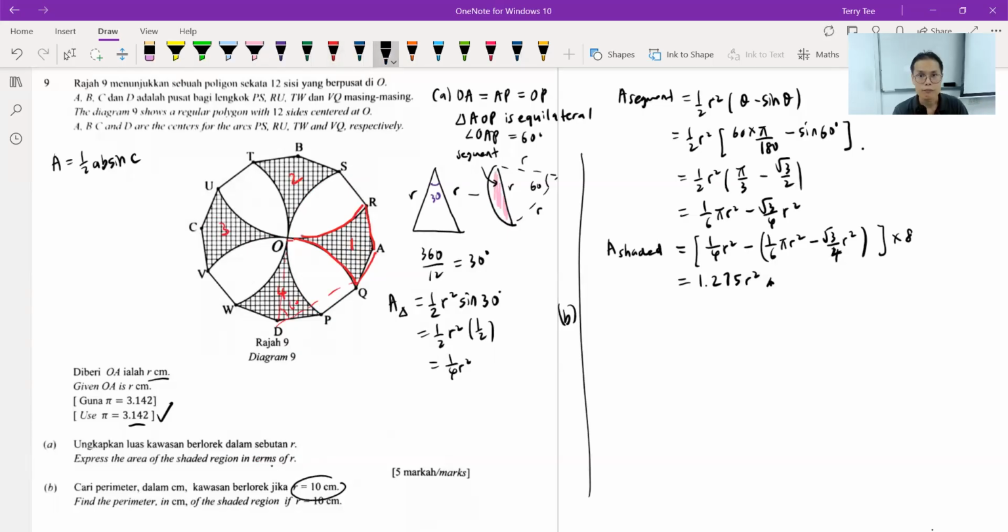So we need to add the length of AQ. AQ is your base here. In this case, just now I wrote DP. DP and AQ are the same. So how do you find the length of DP? If I were to use this triangle here, let me focus on this triangle.